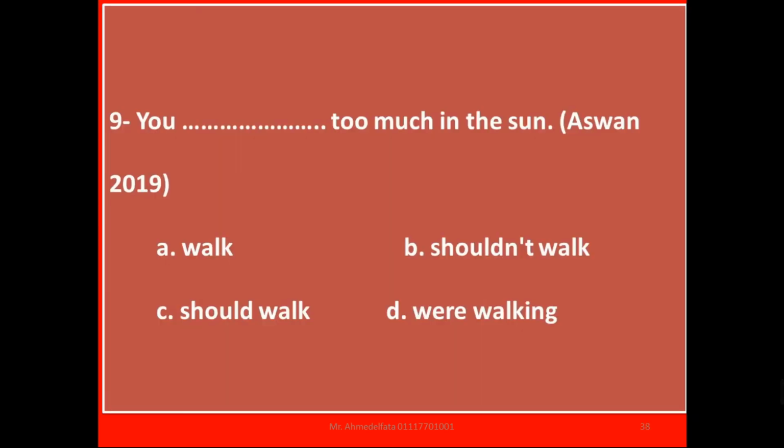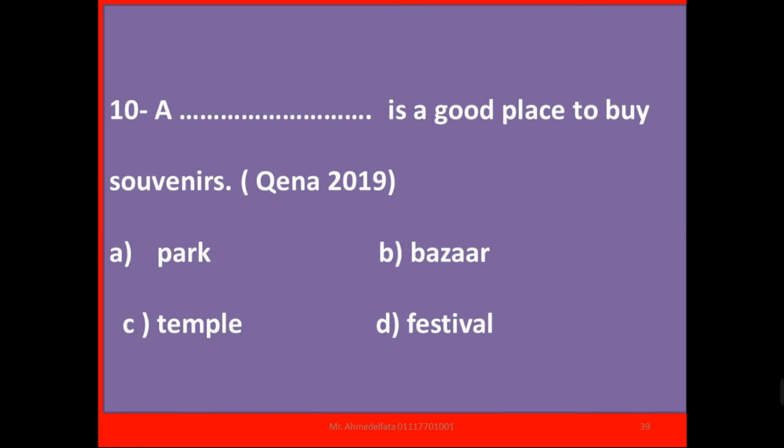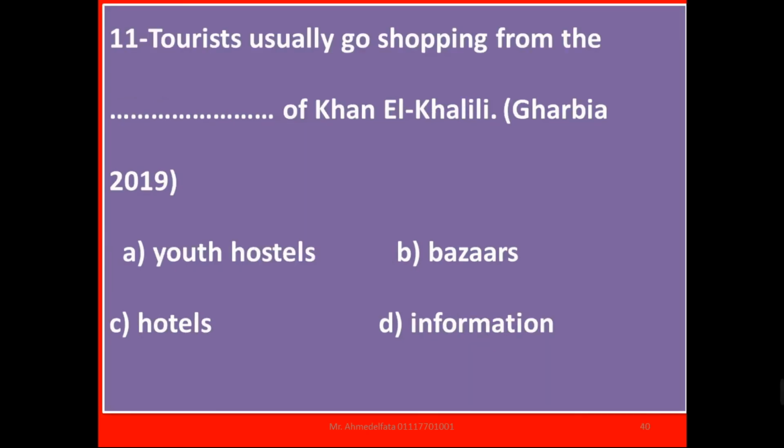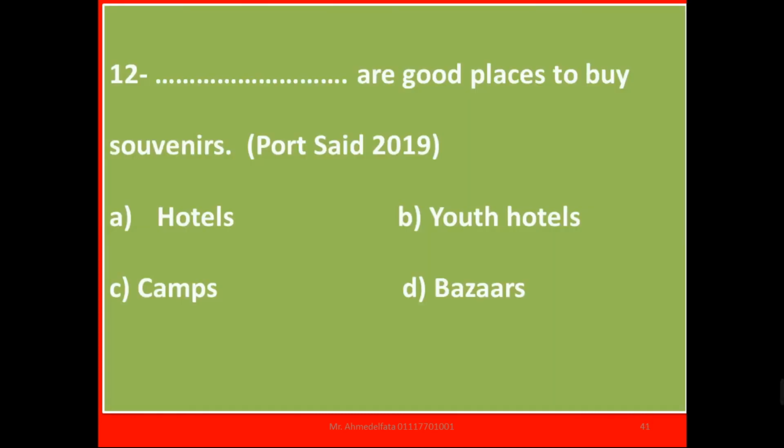You too much in the sun. You shouldn't walk too much in the sun. A space is a good place to buy souvenirs. A bazaar, of course. A bazaar is a good place to buy souvenirs. Tourists usually go shopping from the space of Khan al-Khalili. Bazaars. Tourists usually go shopping from the bazaars of Khan al-Khalili.